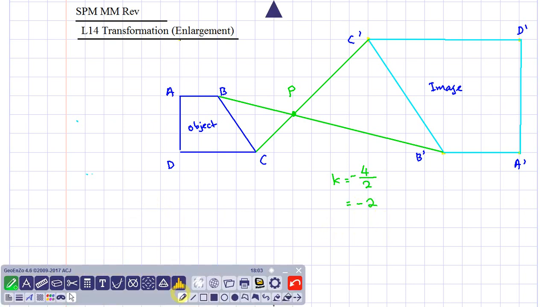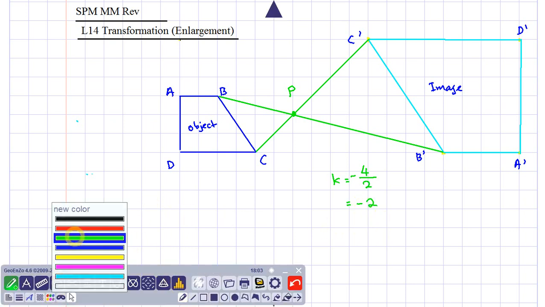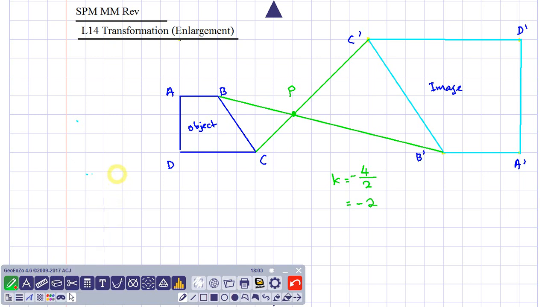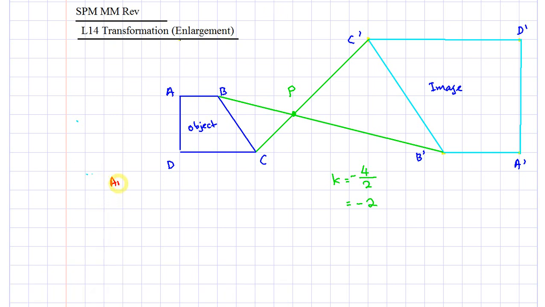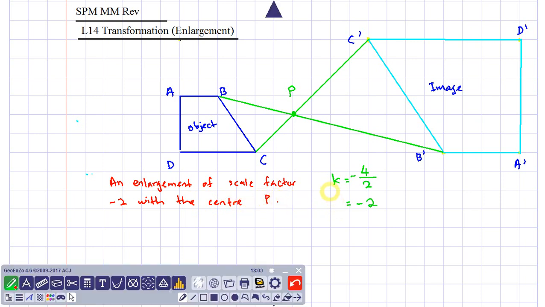Okay, so this enlargement is an enlargement of scale factor -2 with the center P.